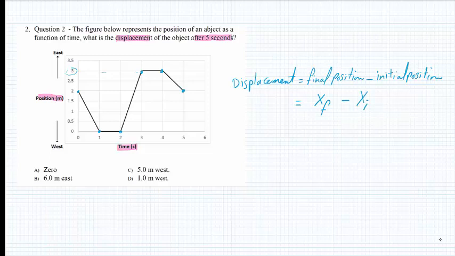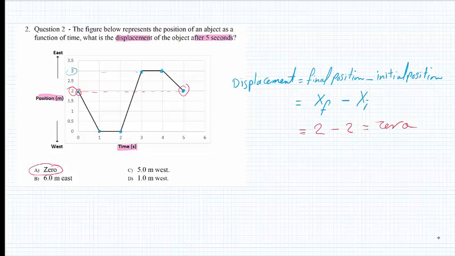Where is the final position here? This is the final point at 5 seconds. And if you look here to find the corresponding position, it's 2. So x final is at 2 meters, minus the initial position, and the initial position here is at the same point, which is 2. So 2 minus 2 is 0. That means 0 displacement, which is the first choice.